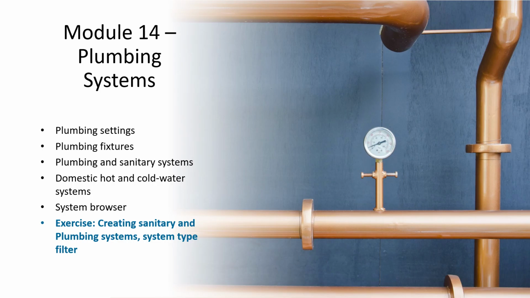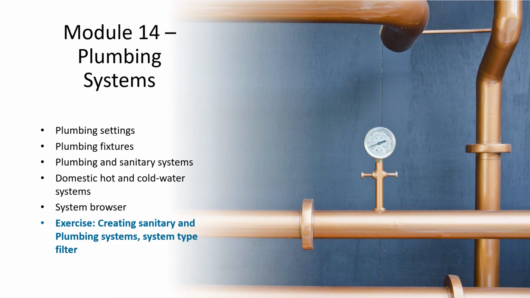Module 14, Plumbing Systems. In this module, we turn our attention to plumbing, the systems that manage water supply, drainage, and sanitation within the built environment. We begin with plumbing settings, which define how Revit handles pipe types, flow calculations, and system behavior. These settings ensure that your model reflects real-world performance. Next, we explore plumbing fixtures, sinks, toilets, basins, and other components that connect to plumbing systems. These are hosted elements with predefined connectors and flow characteristics.